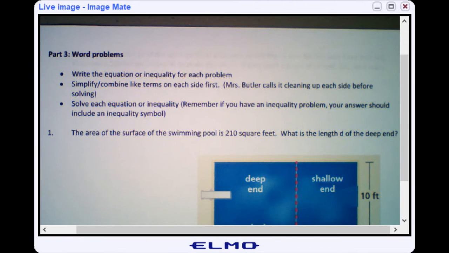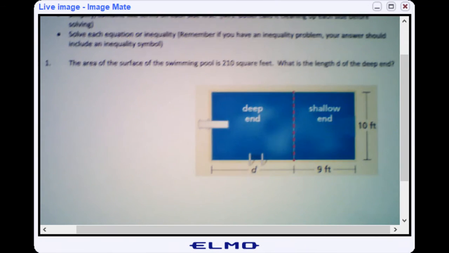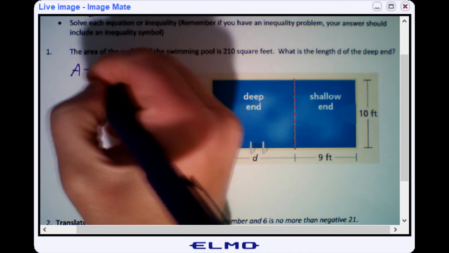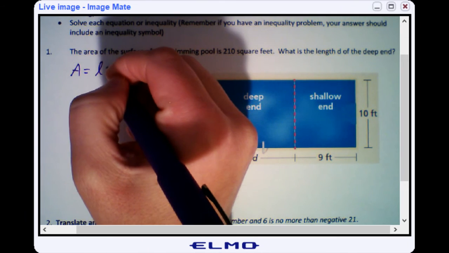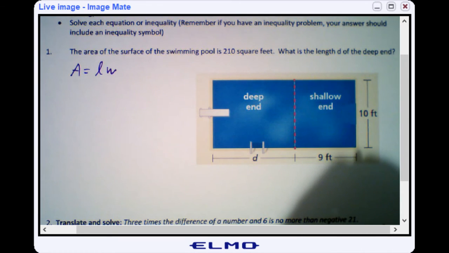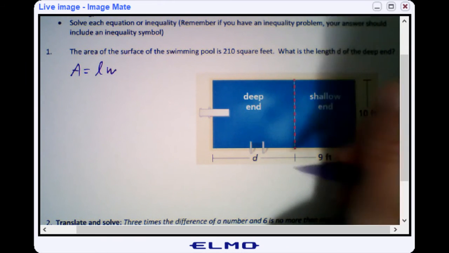For problem number 1, the area of the surface of the swimming pool is 210 square feet. What is the length of the deep end? When we do area, this pool is a rectangle shape. So our area equals our length times our width. That is a formula. It is on your formula sheet. It's one of the few formulas given to you. So we can call either one of these length and the other one width.